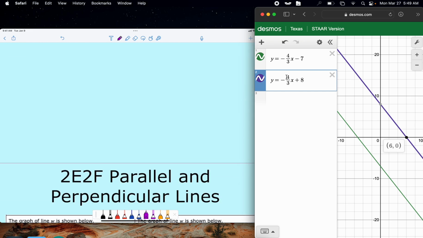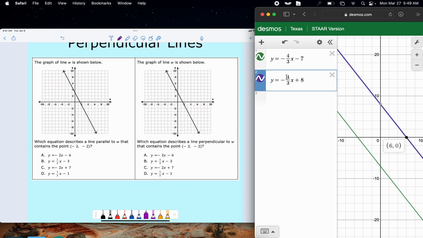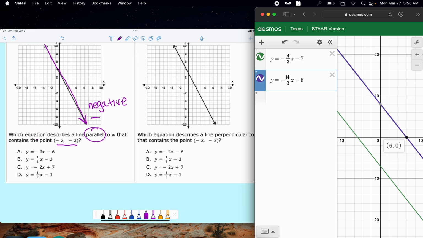So let's try another one. It says, okay, the graph of line W is shown below. Which equation describes a line parallel to W that contains the point -2, -2? So I know we're looking for parallel. This slope right here is going down, so that's a negative slope. So I know my slope is going to be negative. So looking at my slopes, the only two that are negative are A and C. So we're going to get rid of B and D, and we're looking at A and C.